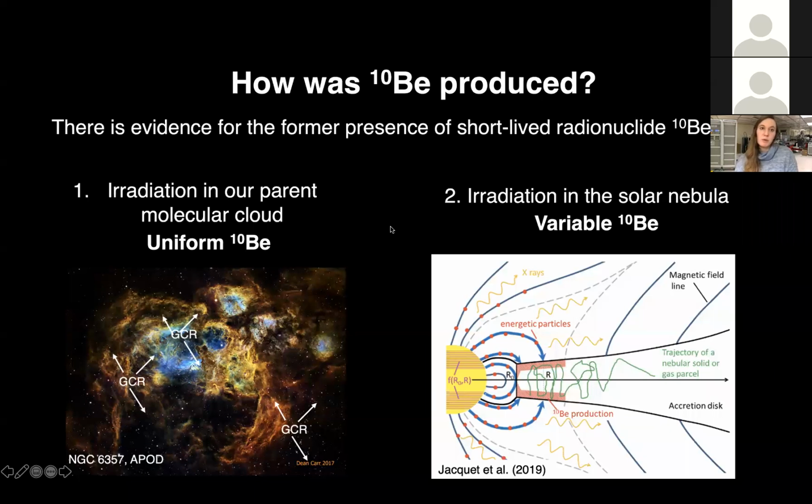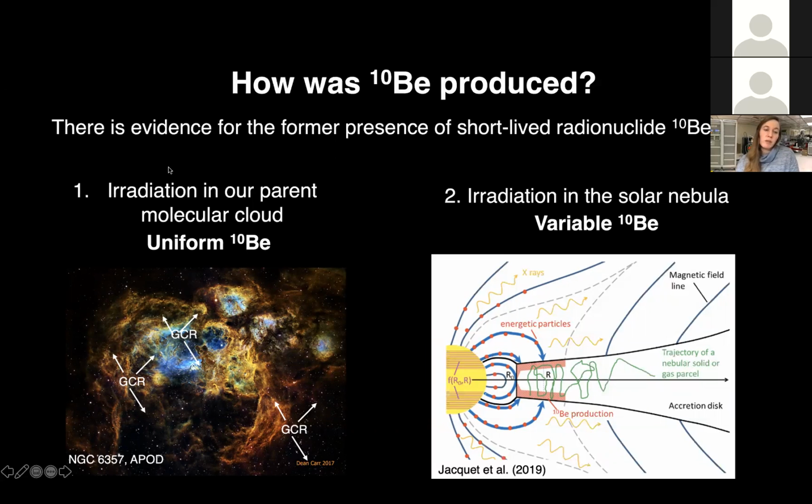So back to short-lived radionuclides, the motivating question behind a lot of my research here is: how was beryllium-10 produced? Before I started measuring samples, there was evidence for the former presence of beryllium-10 in CAIs. The first evidence was about 20 years ago. And so in measuring more and more CAIs, we really want to know how much beryllium-10 is inferred to have been in the early solar system, because this will inform either of these two scenarios.